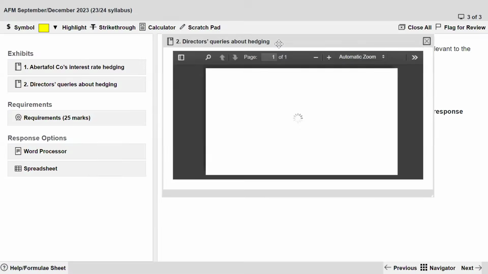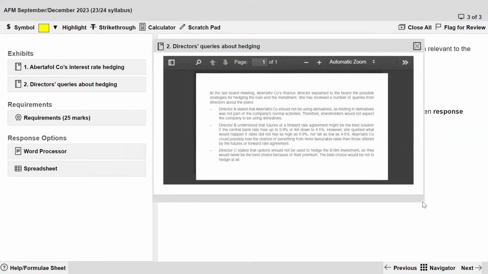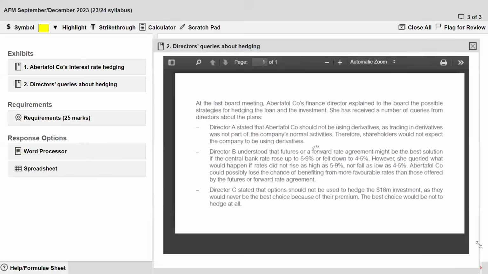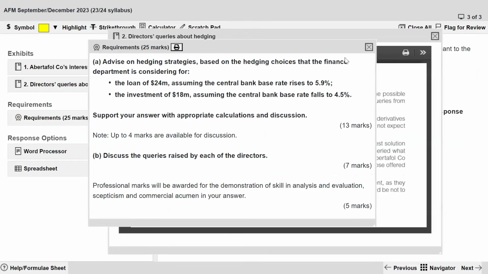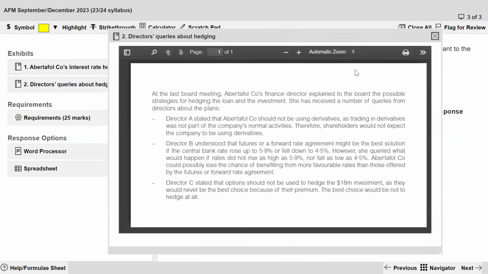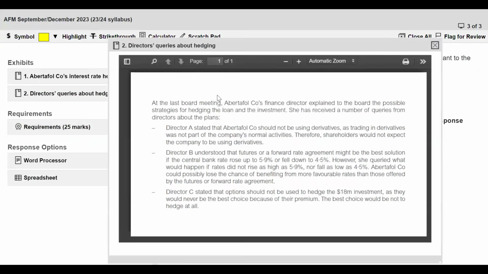Let's move a bit forward and talk about the directors' queries about the hedging. The requirement is to discuss the queries raised by each of the directors. Now, I'm giving you 5 minutes. Would you give it a try, please? Okay, let's see. At the last board meeting, Abertafol Company's finance director explained to the board the possible strategies for hedging the loan and investment. She has received a number of queries from the directors about the loans. Now, what are the queries that the directors have given to you about the loan? Let's just try to see that.